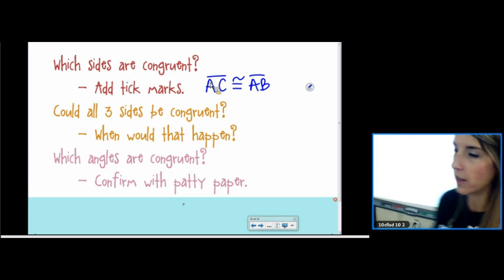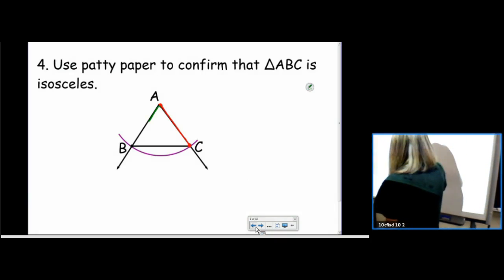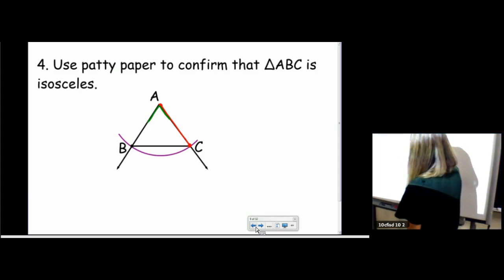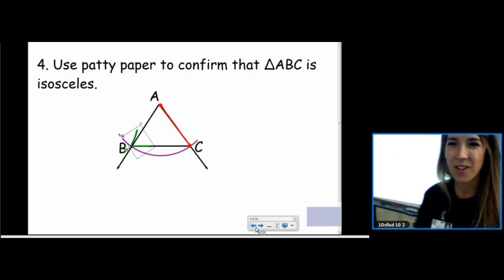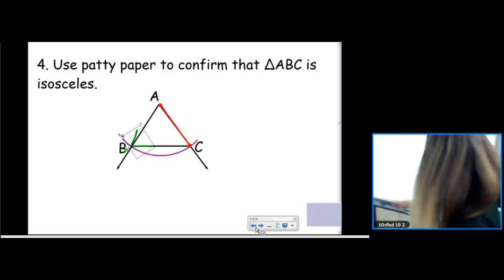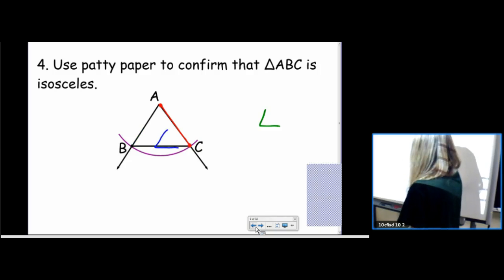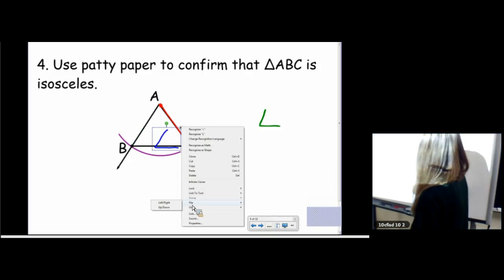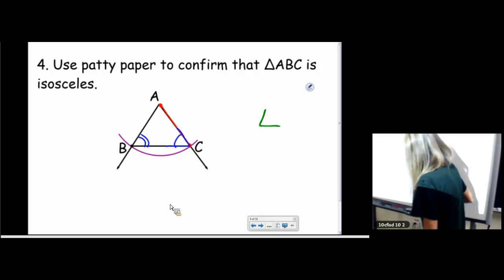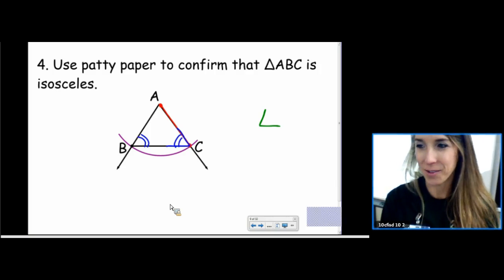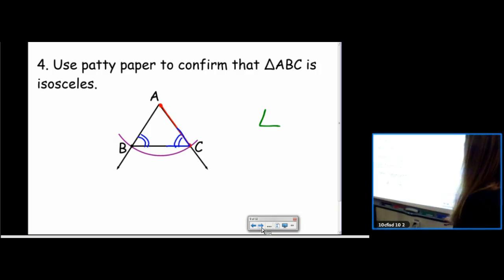Which angles are congruent? If you go back to your construction, and if you had patty paper and you traced angle A and moved it over and compared it, oh no. Is angle A congruent to angle B? No. But if you traced angle B and compared it, let's see, flip, left, right. Oh, that's beautiful. So angle B is congruent to angle C. And that is a theorem. Woohoo! We just came up with a theorem. It is called the Isosceles Triangle Theorem.